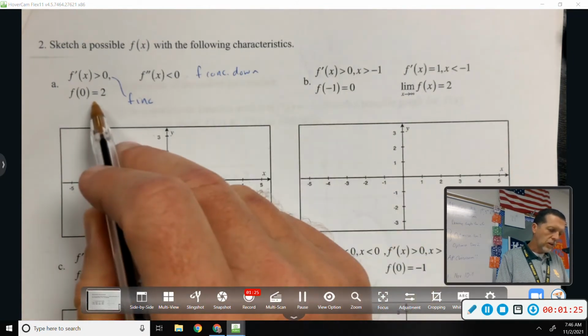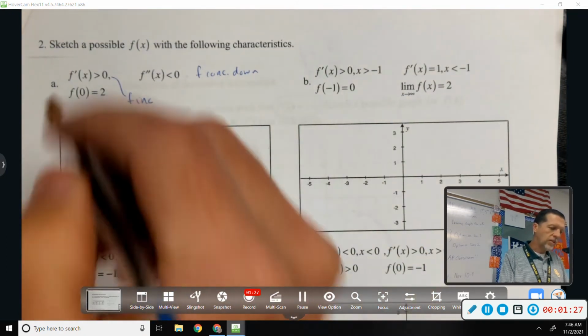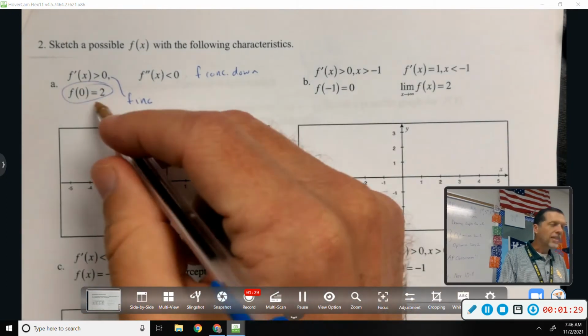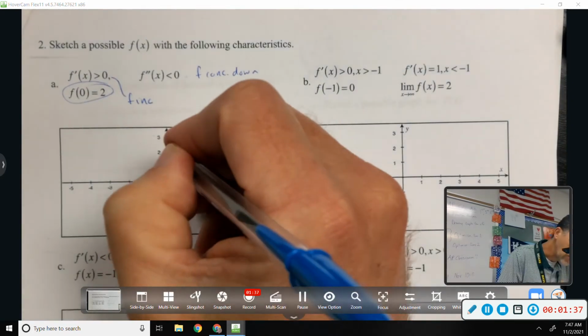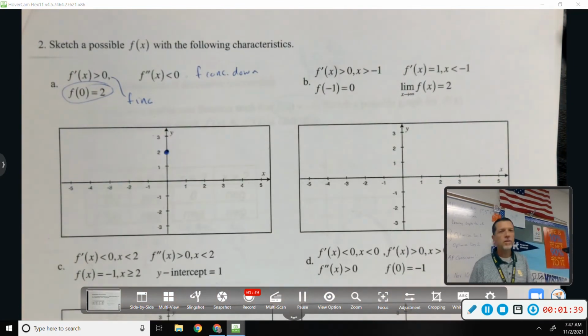And f of 0 equals 2. Oh, it's nice when they give us a point. As a teacher, as a grader, I like it when they do that, because that way all our graphs at least are closer to the same, because everybody should be going through 0, 2. So I need to increase, concave down the whole way, and go through that point 0, 2.